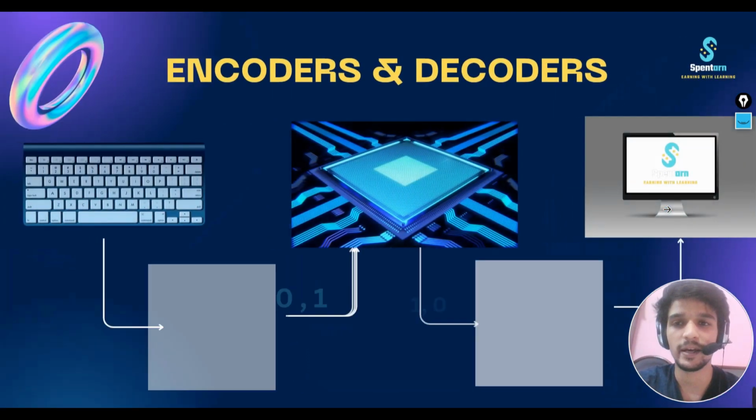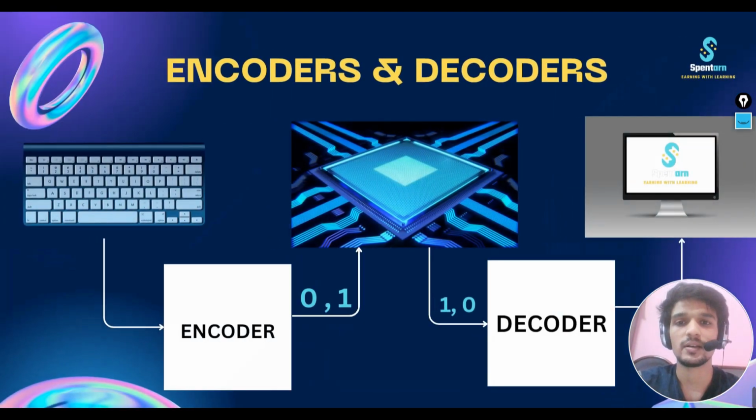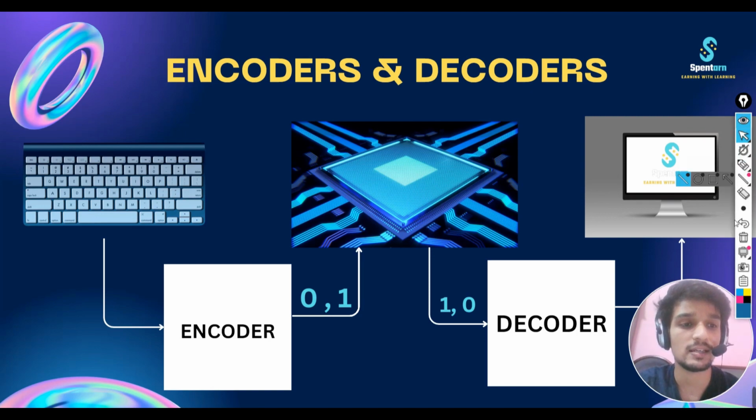So let's move to the main agenda of today, which is encoders and decoders. In this slide we will learn why we need encoders and decoders. Here you can see our keyboard, where we have different kinds of keys like P, K, I, enter, slash, shift, right? Suppose I want to write PUNEET. We know it is Puneet in English, right?